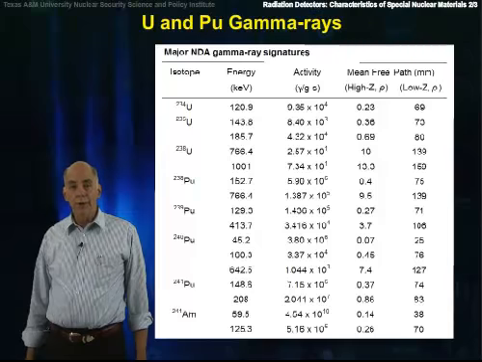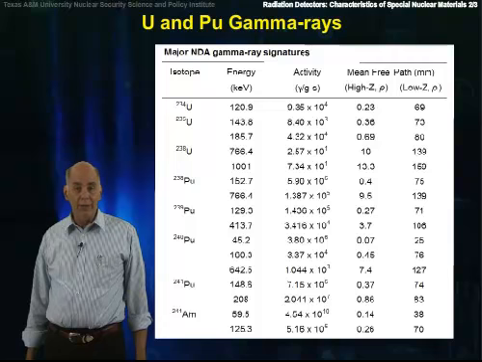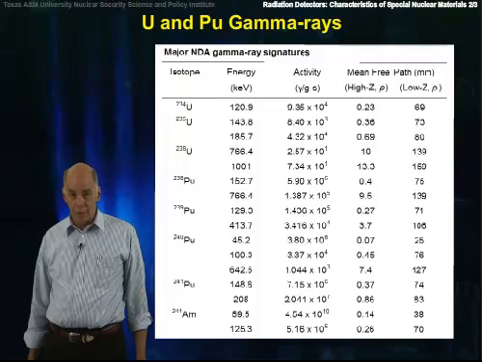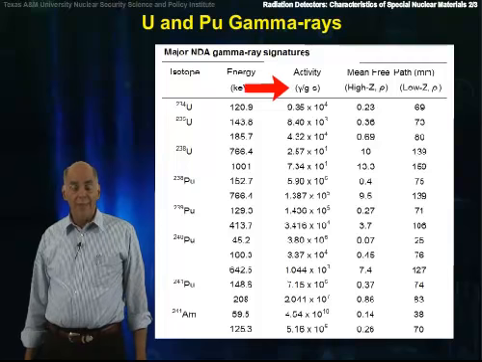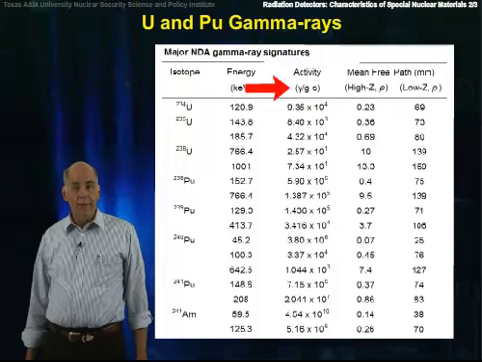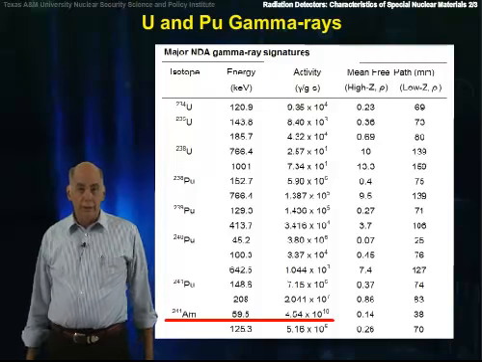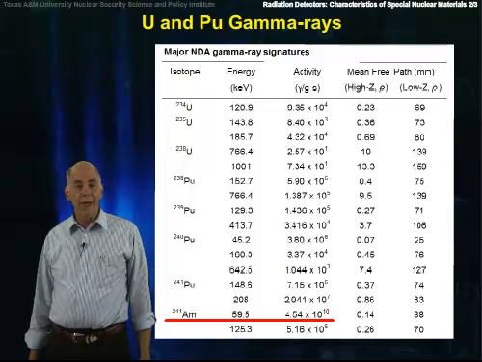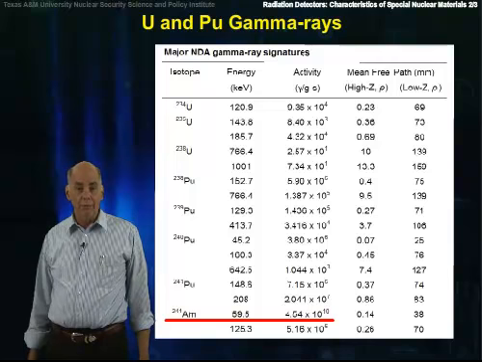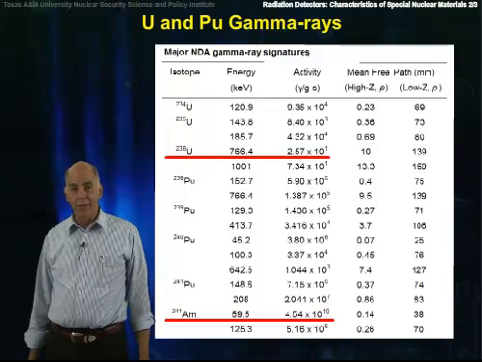Uranium and plutonium also emit gamma rays, and this table lists the most prominent gamma rays as a function of isotope. Notice that the activity, given in gammas per gram per second, varies wildly, ranging from 10 to the 10th gammas per second per gram for americium-241 to about 25 gammas per second per gram for uranium-238.